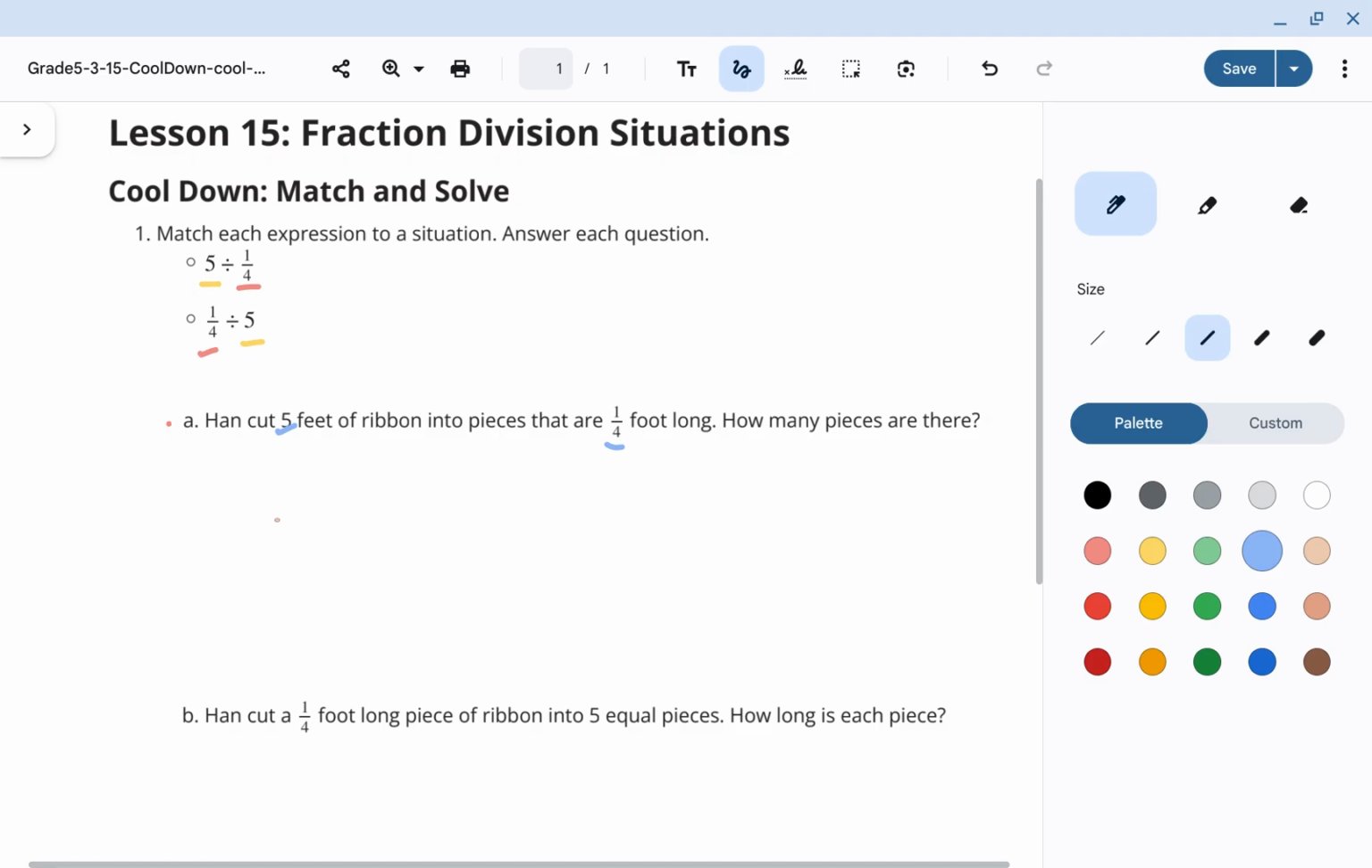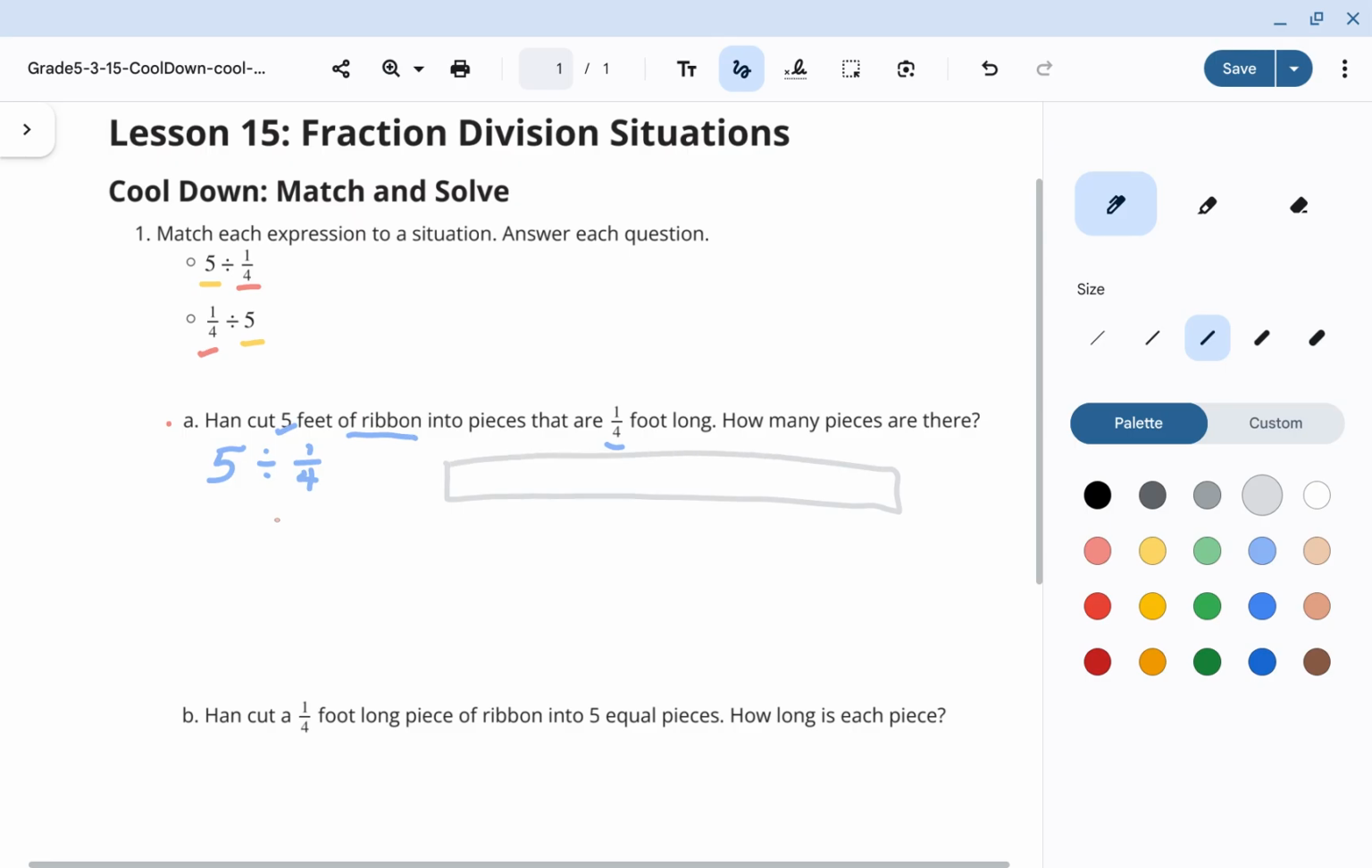So we must make sure that we attend to the dividend and the divisor in the order that is needed. Which is the thing that is going to be broken up and divided? It is the entire ribbon. So we must have our 5 as our dividend. Then we're going to have it in a certain size. We're going to be cutting it into pieces that are 1/4 of a foot long, so that must be our divisor.